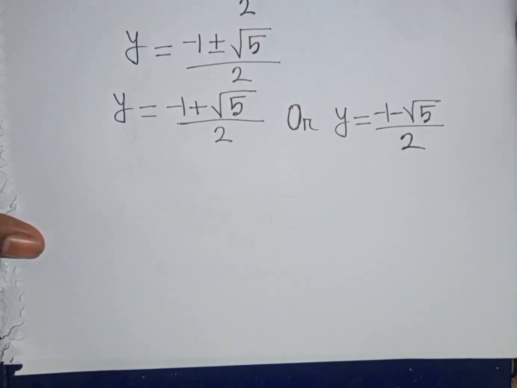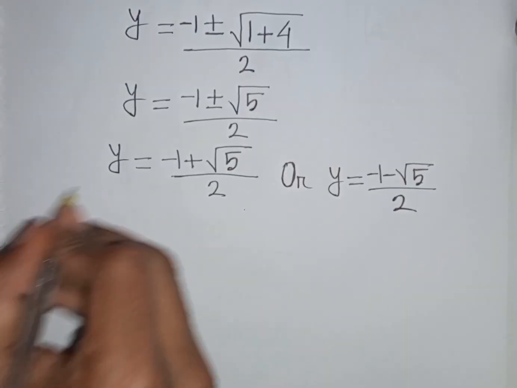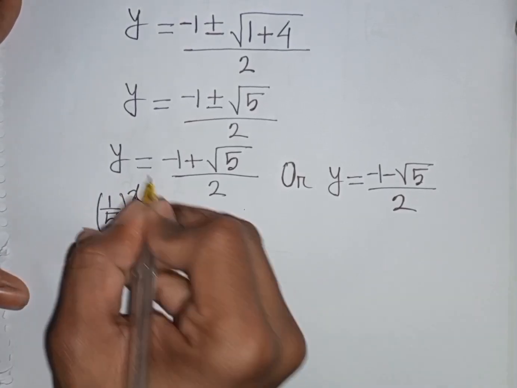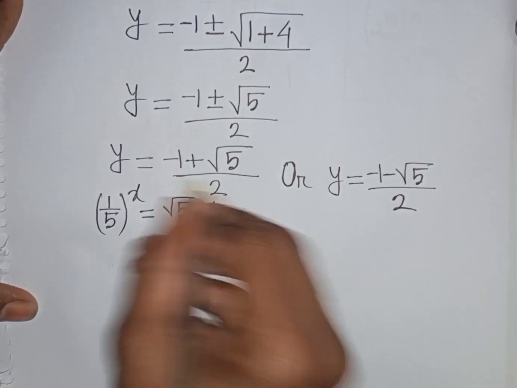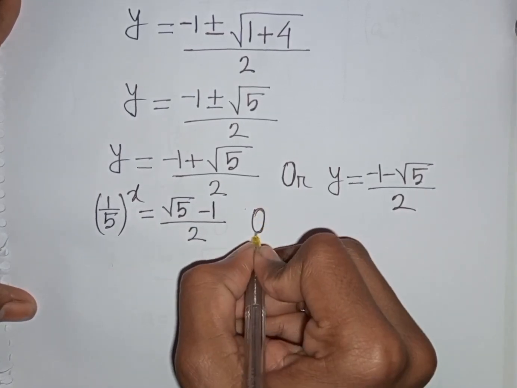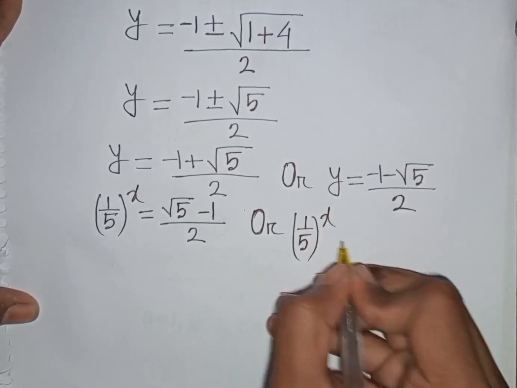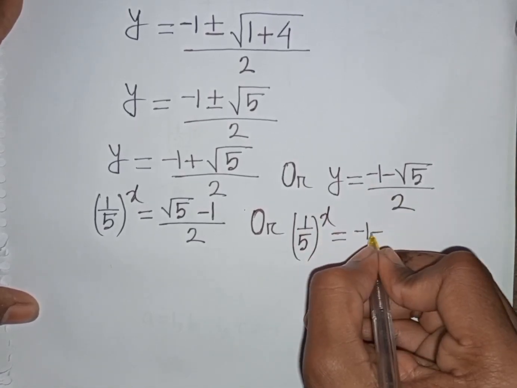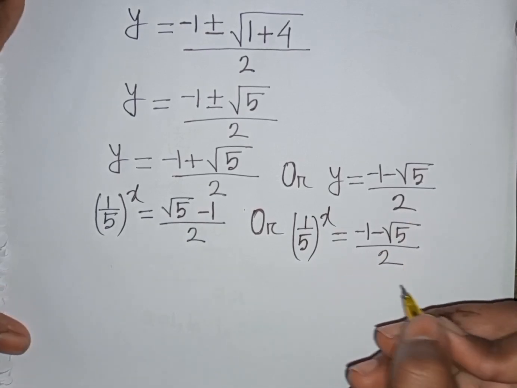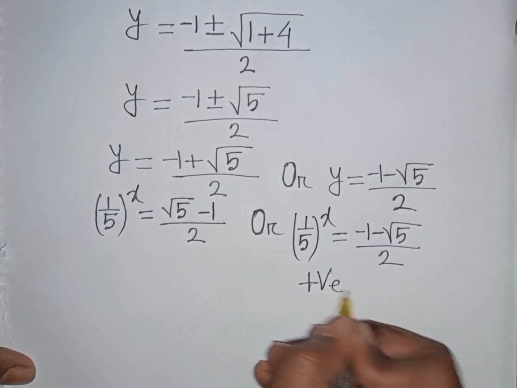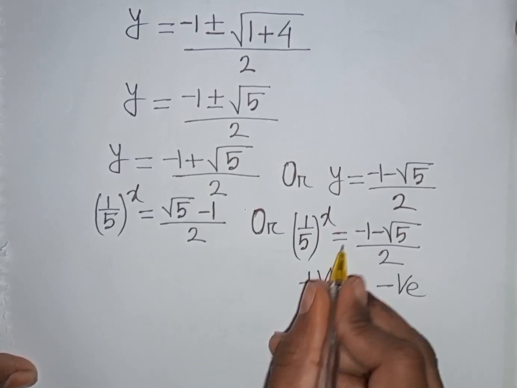Now remember that let 1 by 5 bracket power x be substituted by y. So y, that means 1 by 5 bracket power x is equal to square root of 5 minus 1 divided by 2, or 1 by 5 bracket power x is equal to minus 1 minus square root of 5 divided by 2. Now we see 1 by 5 bracket power any number is always positive, but minus 1 minus square root of 5 divided by 2 must be negative. So positive cannot be equal to negative, so this is rejected.